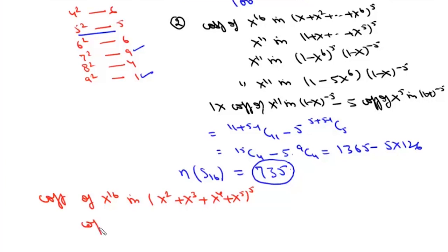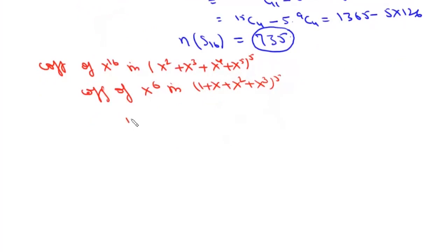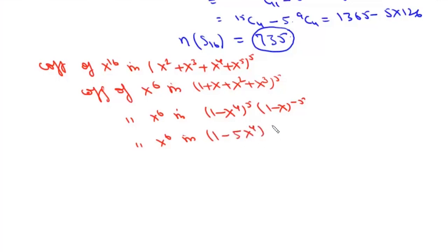So we need the coefficient of x to the power 6 in (1 plus x plus x square plus x cube) to the power 5, or we can write this as the coefficient of x to the power 6 in (1 minus x to the power 4) to the power 5 into (1 minus x) to the power minus 5. That is the coefficient of x to the power 6 in (1 minus 5x to the power 4) and then (1 minus x) to the power minus 5.